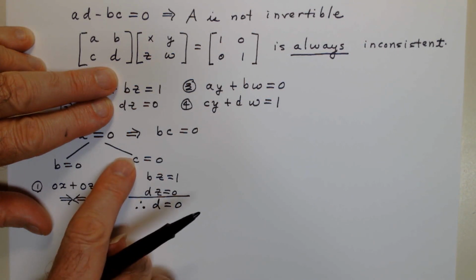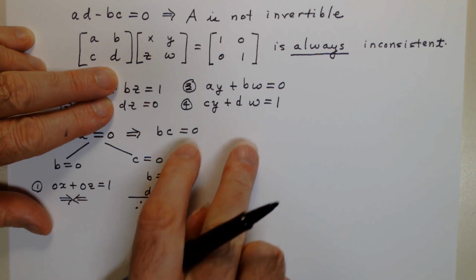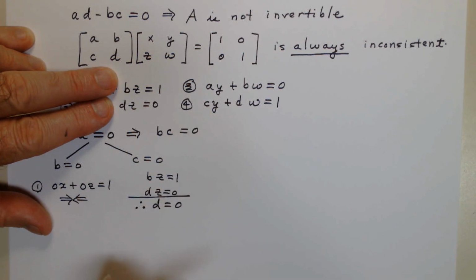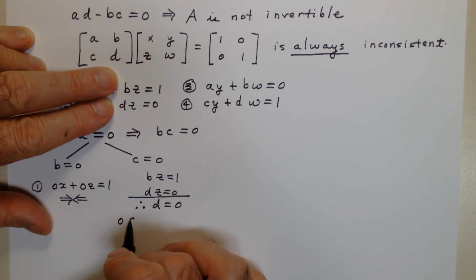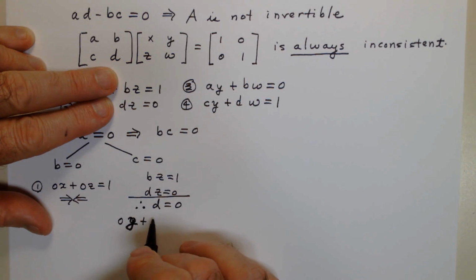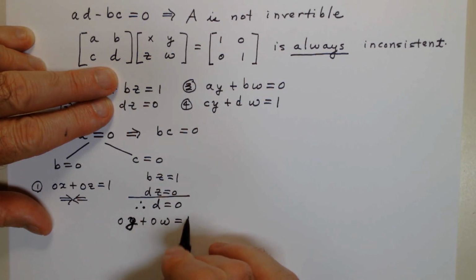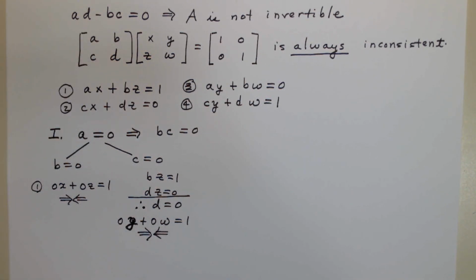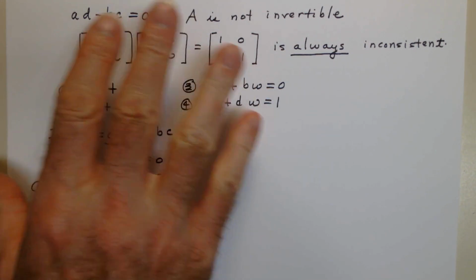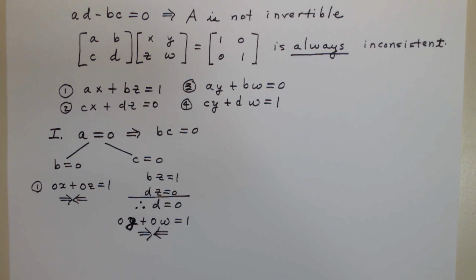So now we know that c is equal to 0 and d is equal to 0, and we can look at equation 4, and we can see that we get a contradiction, because equation 4 would now read 0y plus 0w is equal to 1, which is a contradiction. All right? So we find that whenever a is equal to 0, we're led to something contradictory in these equations. There's an inherent incoherence here in these equations.